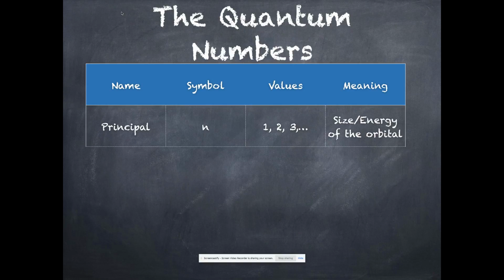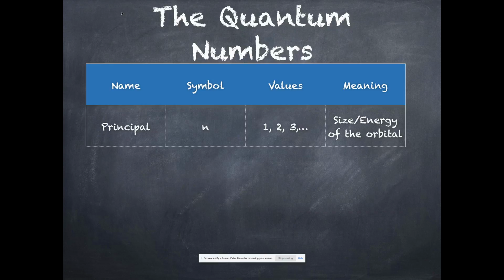And the meaning is the size or energy of the electron orbital. Now, when you look at a periodic table, period 1, which just contains hydrogen, helium, corresponds to principal quantum number 1. And lithium, beryllium, boron, carbon, nitrogen, oxygen, fluorine, neon, period number 2, all correspond to a principal quantum number of 2. So the periods on the periodic table correspond to the principal quantum number. That's what we really need to know.